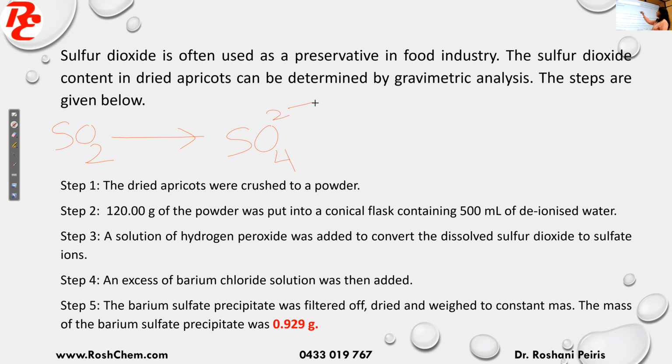What happens now to sulfate when you add barium chloride? Right? When you add BaCl2, which contains Ba2 plus, you will get a precipitate of what? BaSO4. You get a barium sulfate precipitate, a solid, right? The precipitate was filtered off, dried, and weighed to a constant mass. The mass of the barium sulfate precipitate was 0.929. So the mass of it is what? 0.929. Right, so I use this to calculate the percentage of sulfur dioxide. Okay, now we will see how do we calculate.